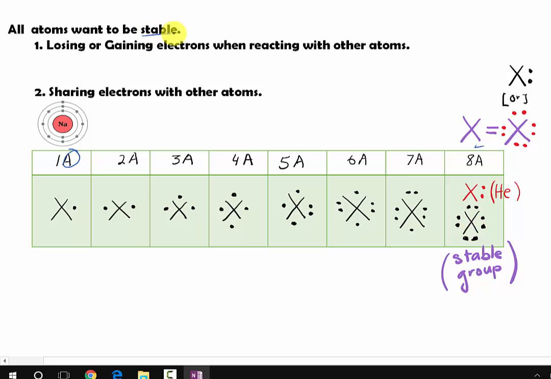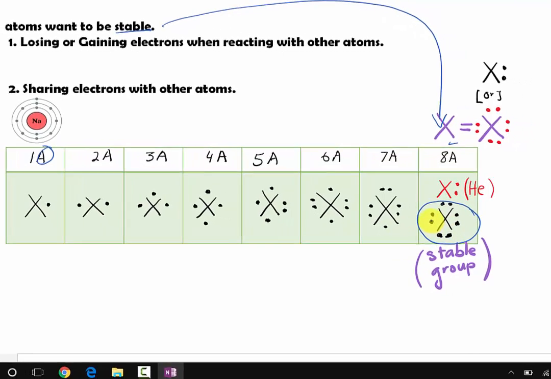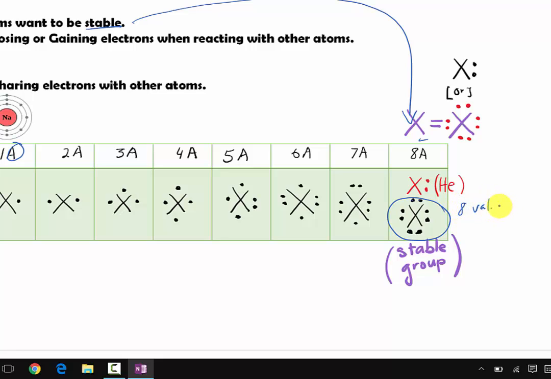Now what does it mean to be stable? All atoms want to be stable, but only one main group on the periodic table is stable, and that is group 8A. So in order to be stable, you need to have the Lewis dot structure that looks like group 8A, which is this one right here. It has 8 valence electrons. Or you can have 2 valence electrons where the 2 electrons are shared in that specific orbital. These are the 2 possible Lewis dot structures that indicate an atom is stable.